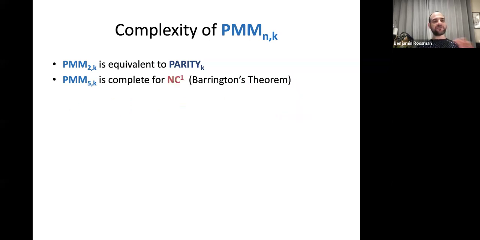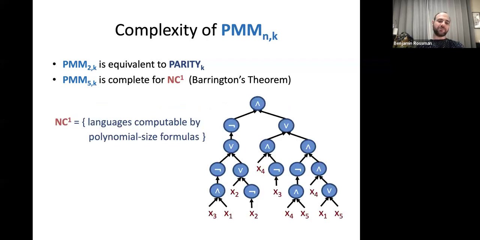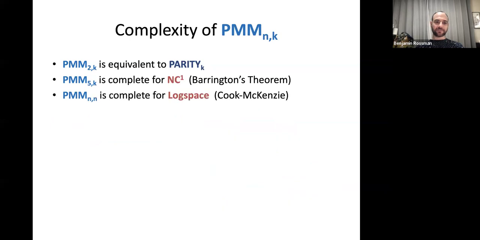When n is 5, or any constant bigger than 5, then this problem is complete for the complexity class NC1 by Barrington's theorem. And recall that NC1 is equivalent to the class of languages that are decidable by polynomial size Boolean formulas. We'll be interested in the formula complexity of PMM_{n,k} when both n and k are growing parameters. In particular, when k equals n, or when k is poly(n), then this problem is complete for log space.